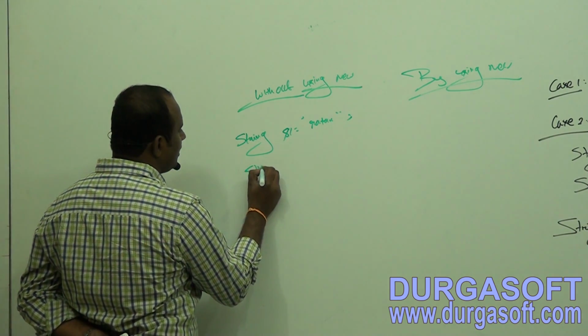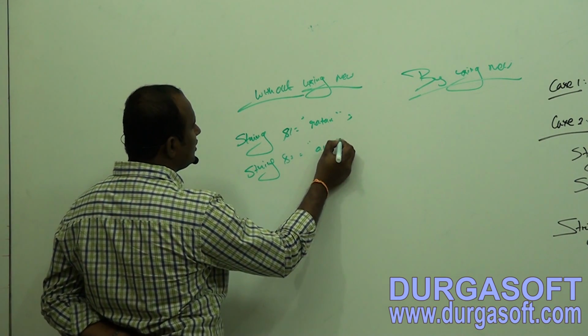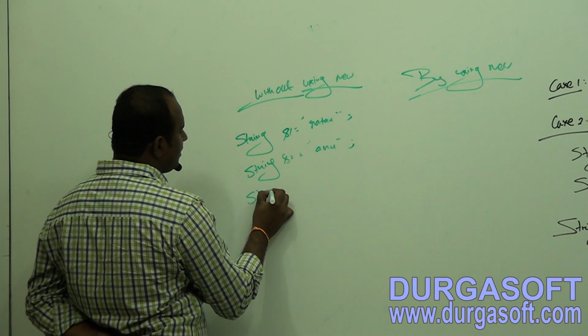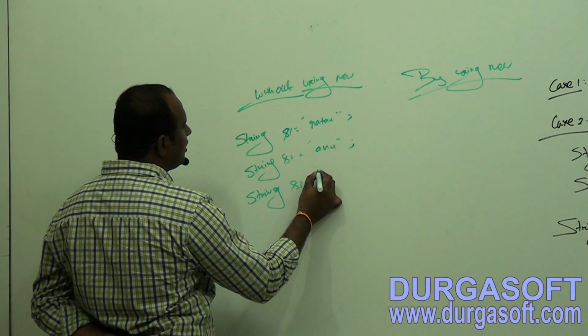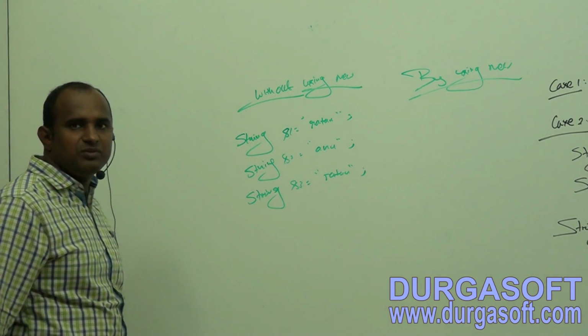What is the next one here? The string s2 equal to Anu. What is the third one here? String s3 equal to, I am writing Ratan here. Ratan, Anu, Ratan. Three objects I am creating, right?